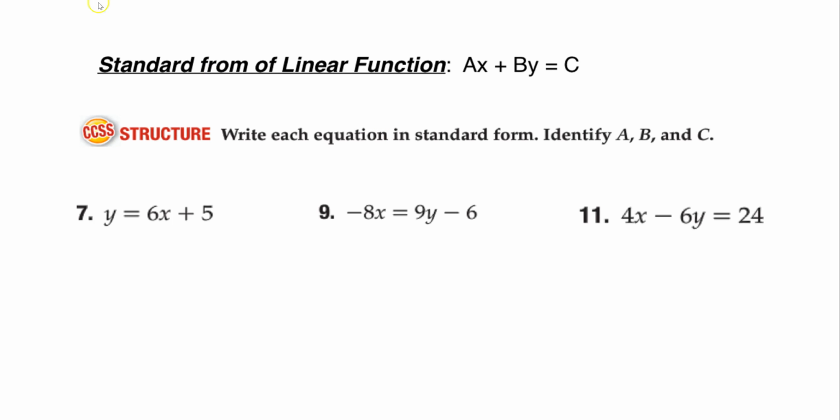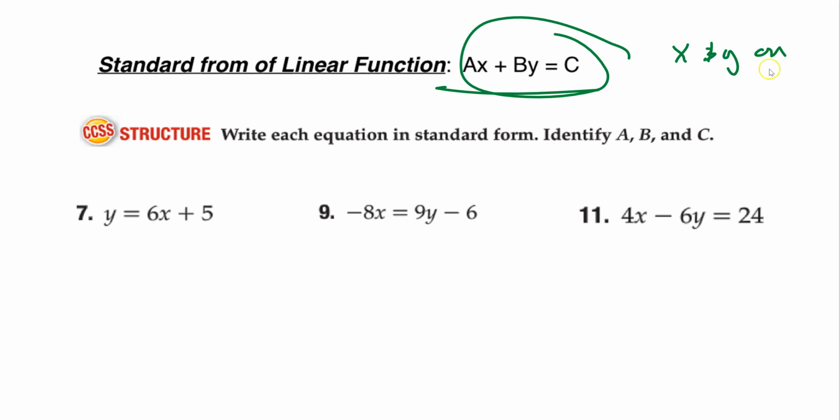Now let's talk about the standard form of a linear function. So here's the standard form of a linear function. X and y are on the same side. It's just this right here. That's the standard form. Now if you want to be technical about it, I think they want the x to be positive, but honestly, standard form just means x and y are on the same side and the constants on the other side. So the variables are on one side, constants on the other side.